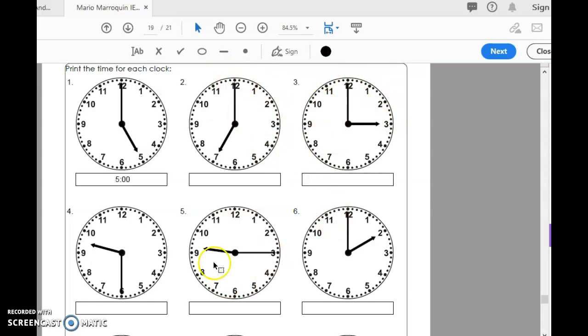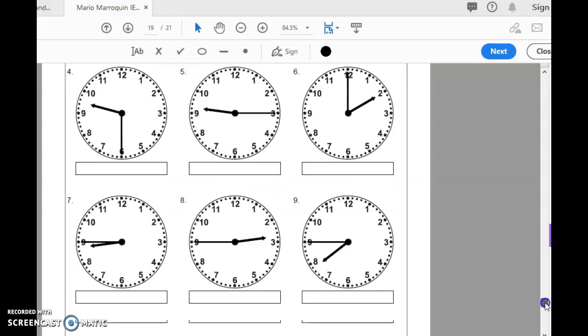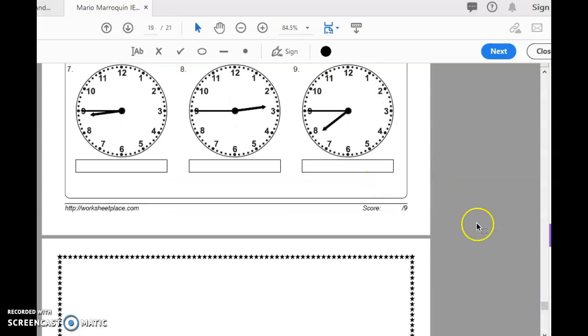So for example, right here, we have the arrow between the 9 and the 10, but then we have the big hand on the 6. We said the big hand is the minute. So what is right here? 30. And right here, is it 9:30 or 10:30? Good job. It is 9:30. So I want you to do this all the way down to number 9.